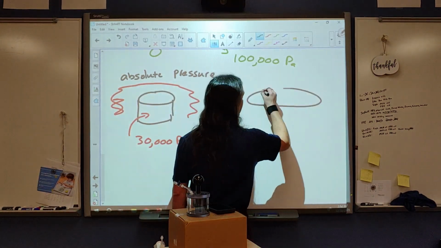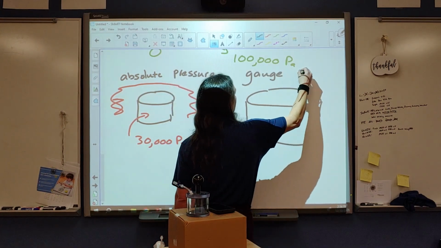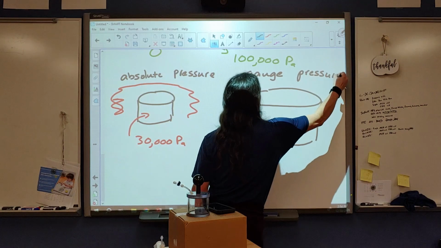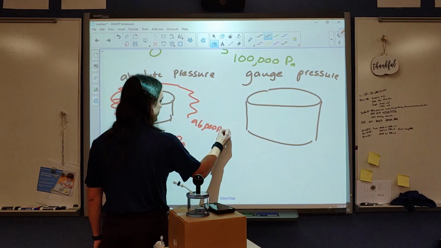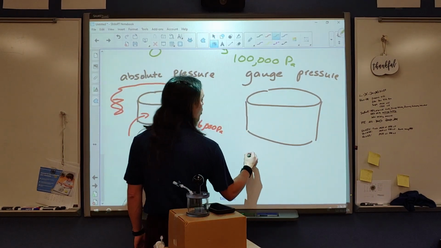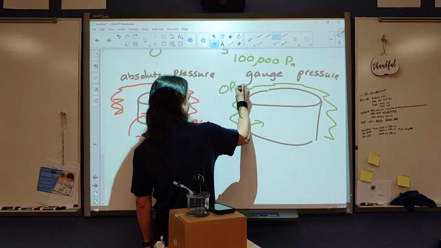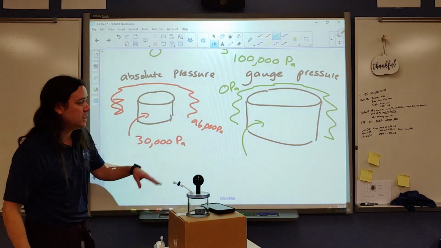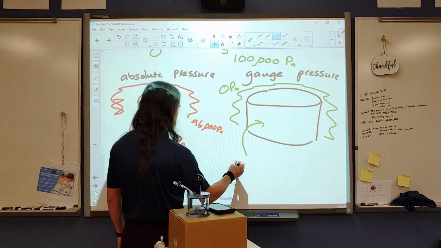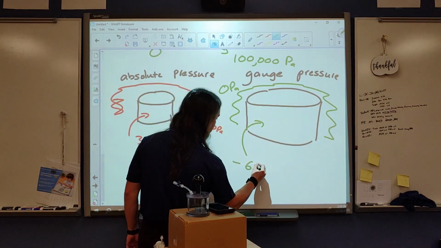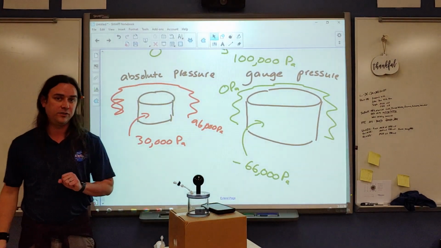If instead I were to look at the gauge pressure, I would have the following, where this is reading something different, but because I'm setting the outside to 0 pascals, and making it my reference, I'm taking everything and reducing it by 96,000 pascals. So this would actually read negative 66,000 pascals. This is how you can get a negative gauge pressure.